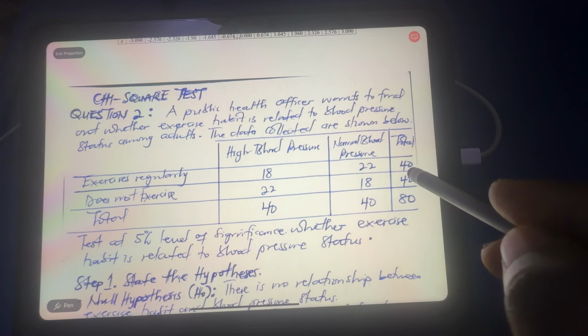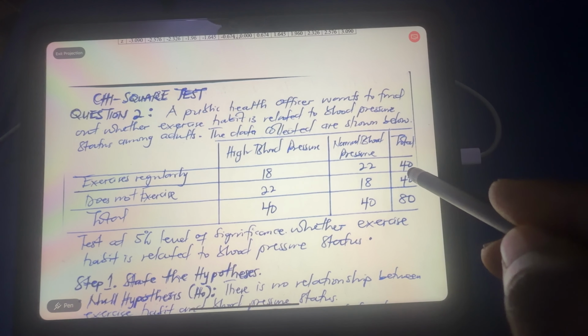Step 4 says to compute the chi-square test statistic. How do you compute the chi-square test statistic? There is a formula for doing that. The formula states that chi-square is equal to the summation of, in brackets, observed minus expected, close the bracket, all squared, all over expected.